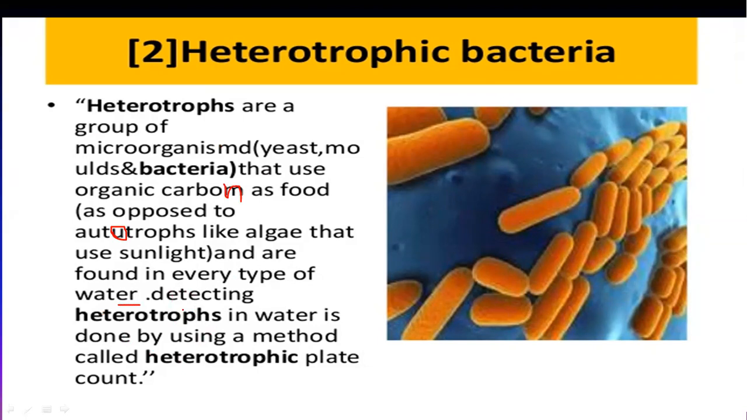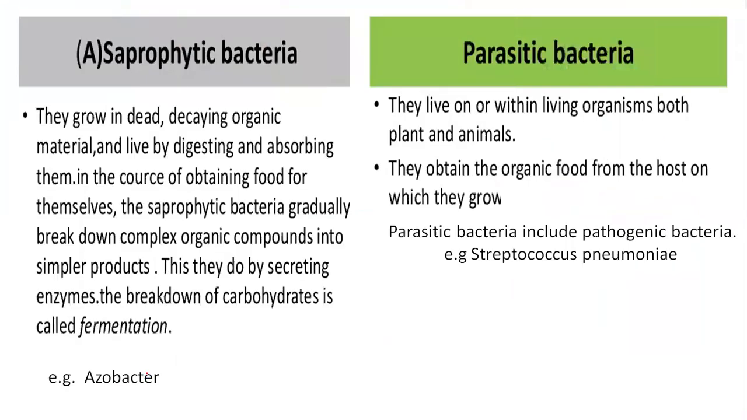We can detect heterotrophic bacteria in water by using a method called heterotrophic plate count. So we count the film of heterotrophs which are made over there. In heterotrophic bacteria, we will see two types of bacteria: saprophytic bacteria and parasitic bacteria. They have a great difference.